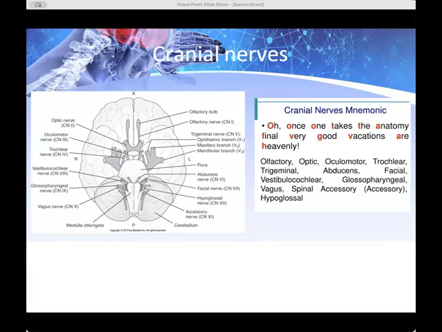There are 12 cranial nerves, numbered from anterior to posterior according to their attachment to the brain. All but the first and second cranial nerves arise from the brainstem.